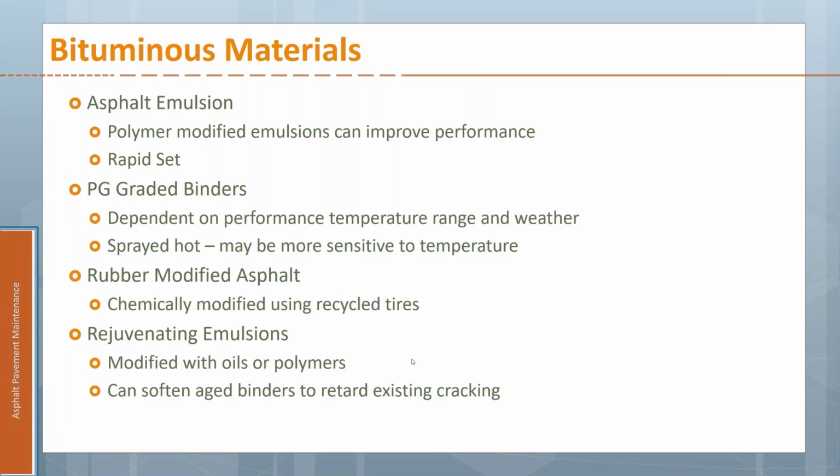Rejuvenating emulsions are going to be modified with oils or polymers, and this is something that can help soften some aged binders and help slow down some of the existing cracking. So if you're putting a chip seal over a road that was previously an asphalt surface, but it's just gotten really old, aged, weathered, has some cracking, then this can definitely help slow that cracking down and help keep it from reflecting through the surface because it softens up what's there.